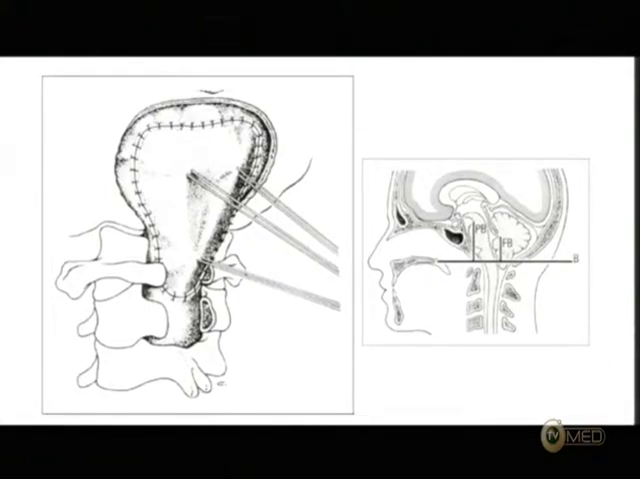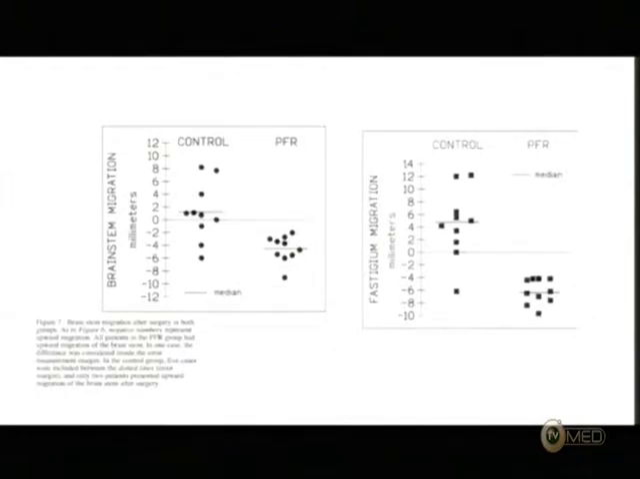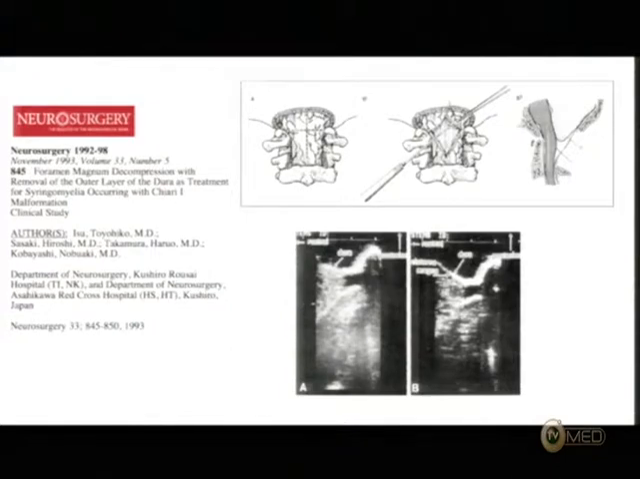We also try to place some stitches from the graft to the fascia to prevent adhesion of the graft to the arachnoid. We have studies that show that after this type of surgery there is upward migration of the hindbrain and cerebellum. We also have studies showing that in the last stages of the surgery, we can do an intraoperative ultrasound and confirm that there is some degree of CSF pulsation that was absent before the dural opening.